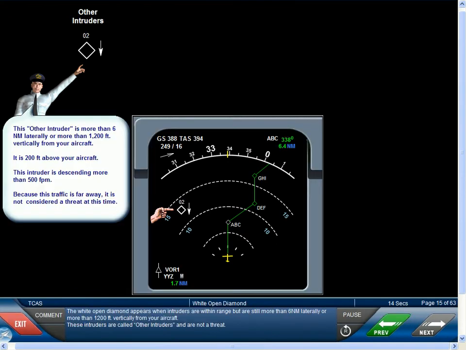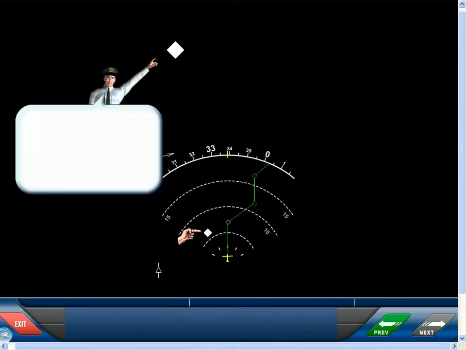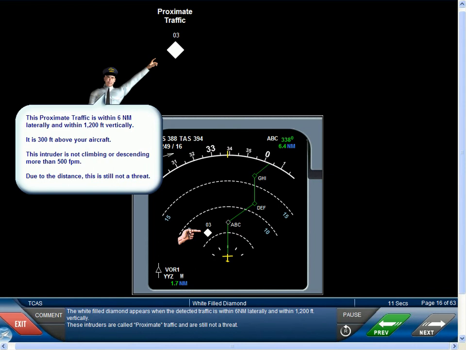The wide open diamond appears when intruders are within range, but are still more than 6 nautical miles laterally or more than 1,200 feet vertically from your aircraft. These intruders are called other intruders and are not a threat. The white filled diamond appears when the detected traffic is within 6 nautical miles laterally and within 1,200 feet vertically. These intruders are called proximate traffic and are still not a threat.